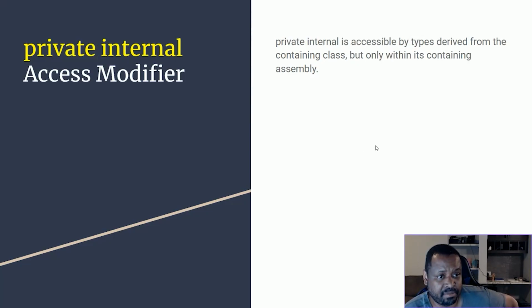properties and methods with it if that's what we needed to achieve. Same thing here with the private internal access modifier. The private internal is accessible by types derived from the containing class, but only within its containing assembly. I mean, once we explain that, I think we're all good there. You don't need another demo for that. If you do, just let me know, but I think we got it.